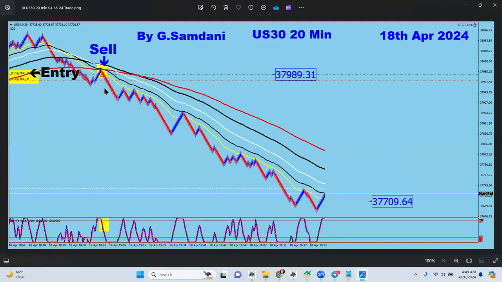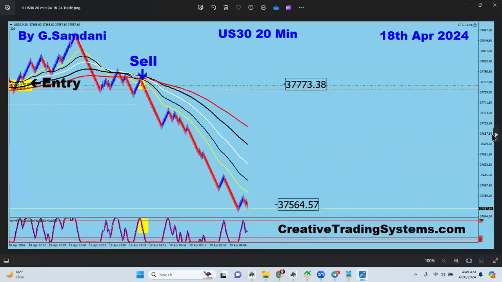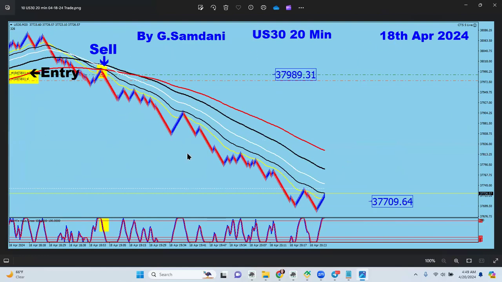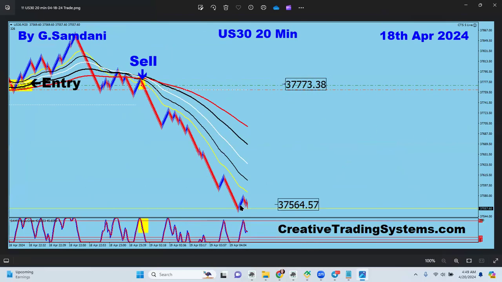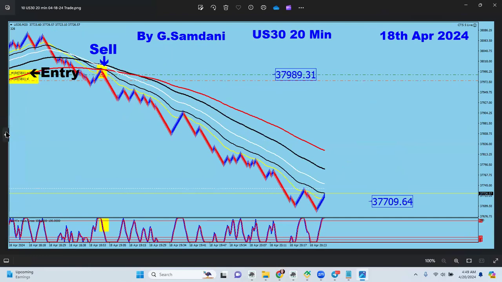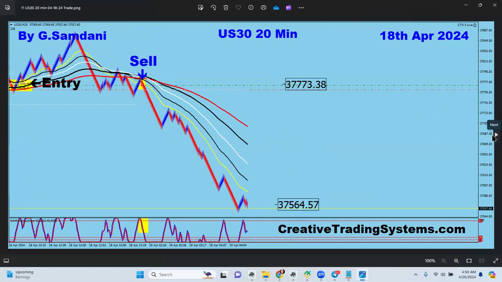US 30 also, like I said, was supposed to drop, and it did. And this one is the second trade, US 30, two trades. This was on the 18th. It went up and then retraced a little bit, and then on the 18th it dropped again. You can see the price. This entry is 377.73, and this entry is 379.89. So these are two different trades.